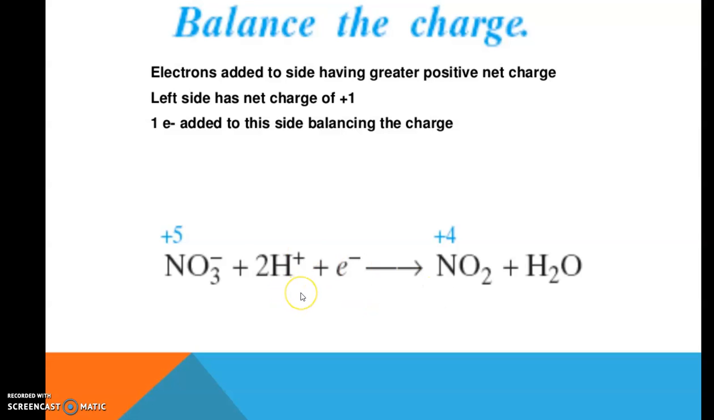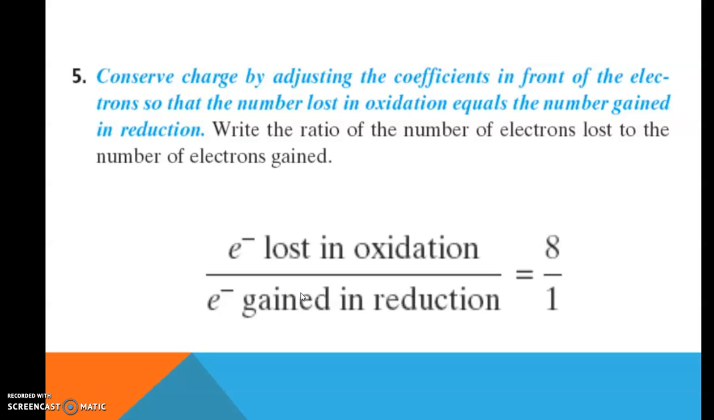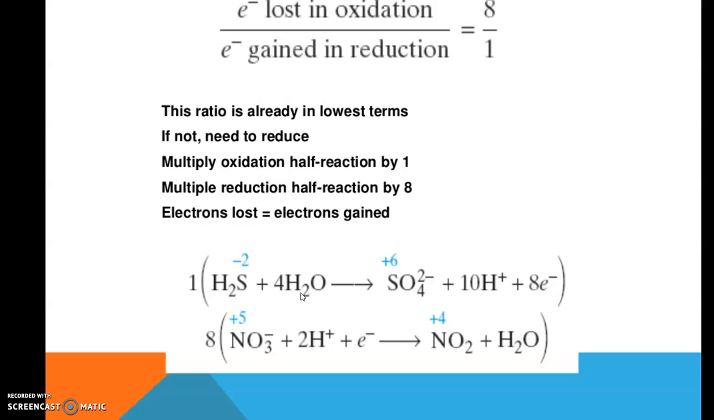So equal. Then conserve charge by adjusting the coefficient in front of the electron so that the number lost in oxidation equals the number gained in reduction. So write the ratio. So we have seen in the oxidation 8 electrons lost, and only 1 electron gained in the reduction. So we have to balance this also. So we have to add the ratios in front of the equation. So multiply the oxidation reaction by 1, like the cross multiplication method. Here 1, here 8. Multiply the reduction part with 8.